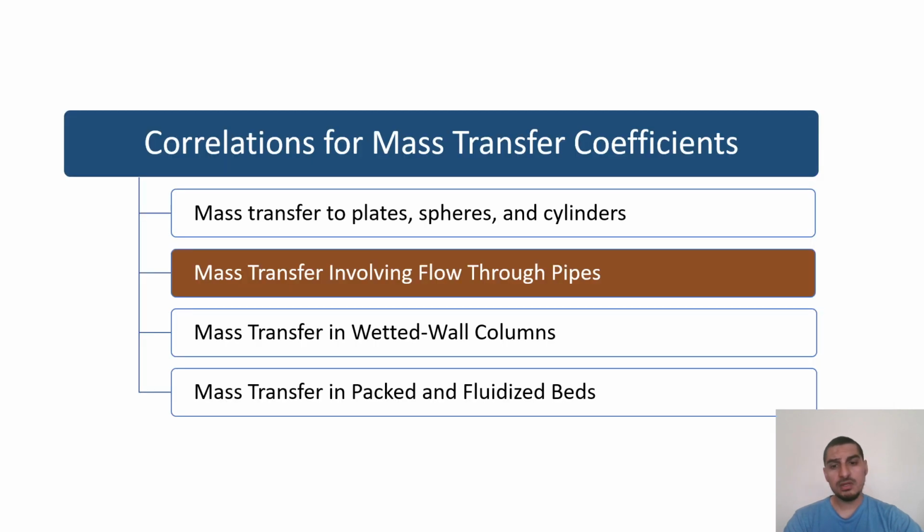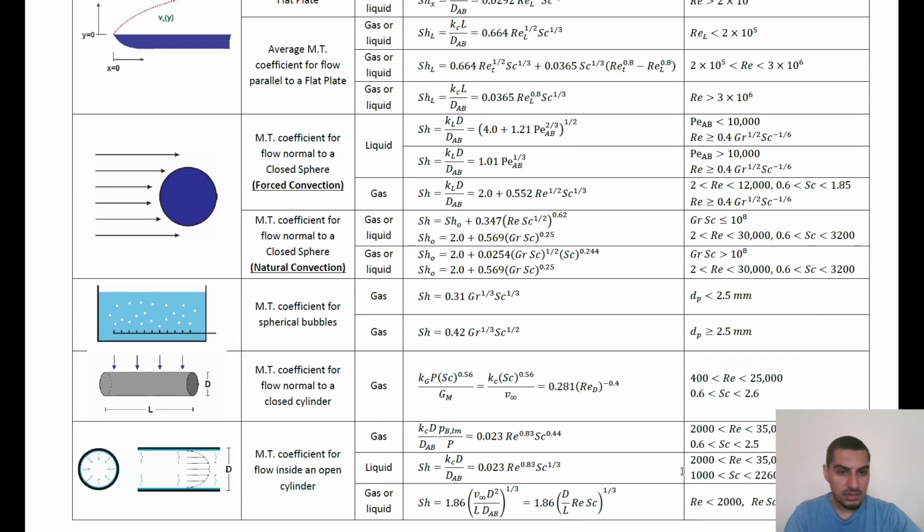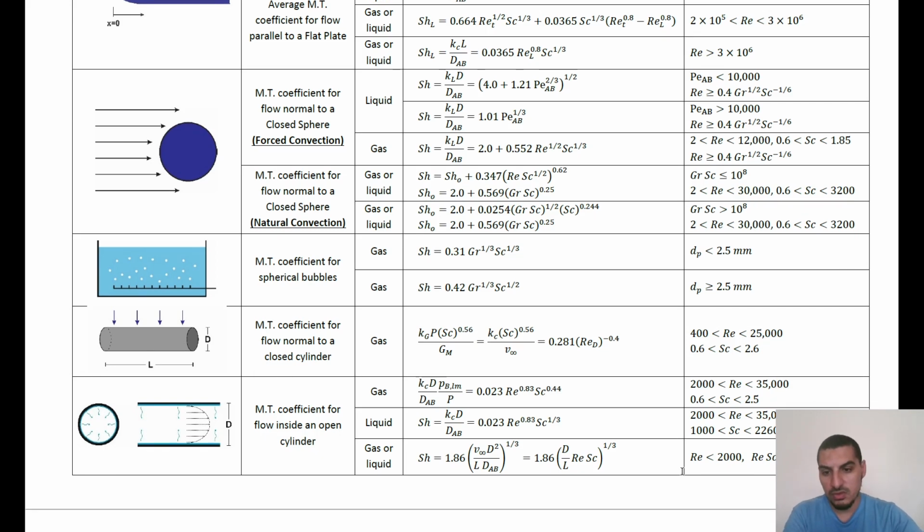Next time we will move to another case where we will do the calculations of the mass transfer coefficient through pipes, for a flow inside the pipe. Just to be following what we covered in the slides with the file for the correlations, we are done with this part here.